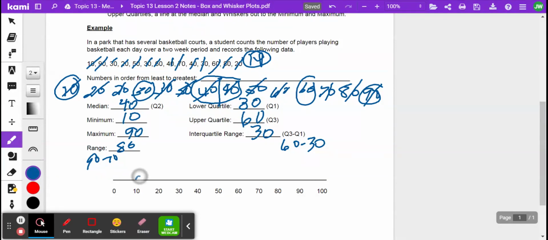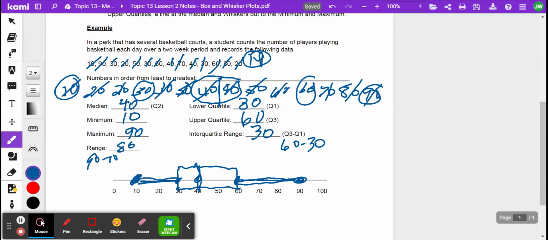Okay, now I'm going to put my dots on my graph. So we have a 10, and we have a 90, we have a 40, we have a 30, and 60. So I'm going to do a box around quartile 1 and quartile 3, which is 30 and 60. I draw a line down in my box to show my median, and then I draw a whisker from quartile 3 to my maximum, and then quartile 1 to my minimum.